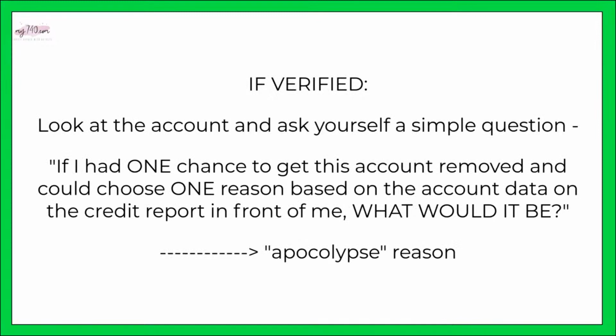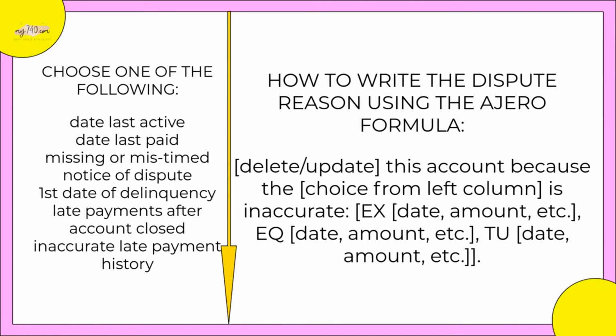So if the account is verified, look at the account and ask yourself a simple question. If I had one chance to get this account removed and can choose one reason based on the actual account on the credit report in front of me, what would it be? We call this the apocalypse reason, okay? So you're going to choose one of the following on the left, and we're going to insert it into the dispute reason formula on the right.